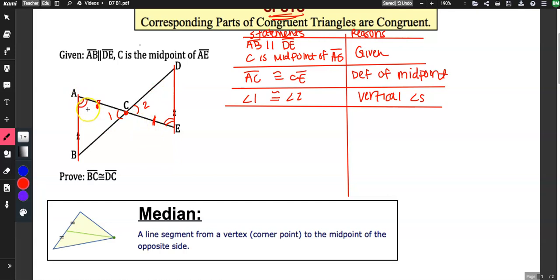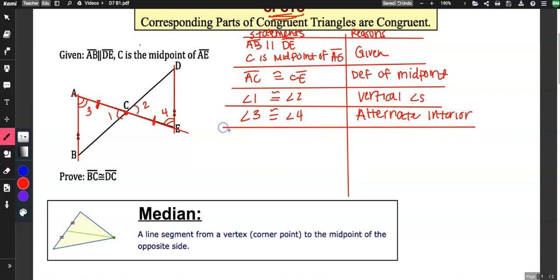So I can say, let's label these 3 and 4. Angle 3 is congruent to angle 4, so now we're tying in our parallel line statements. These would be alternate interior angles. Oh, here's my transversal. Those are alternate interior. So that's fine for my reason.